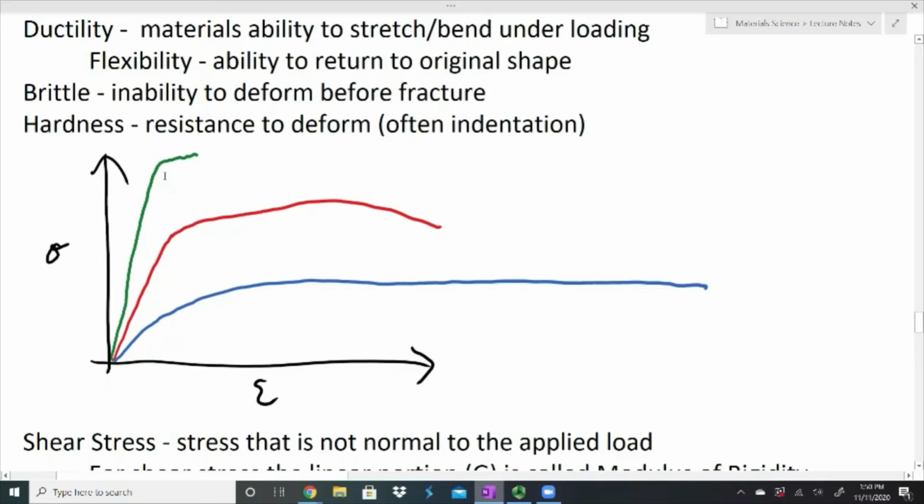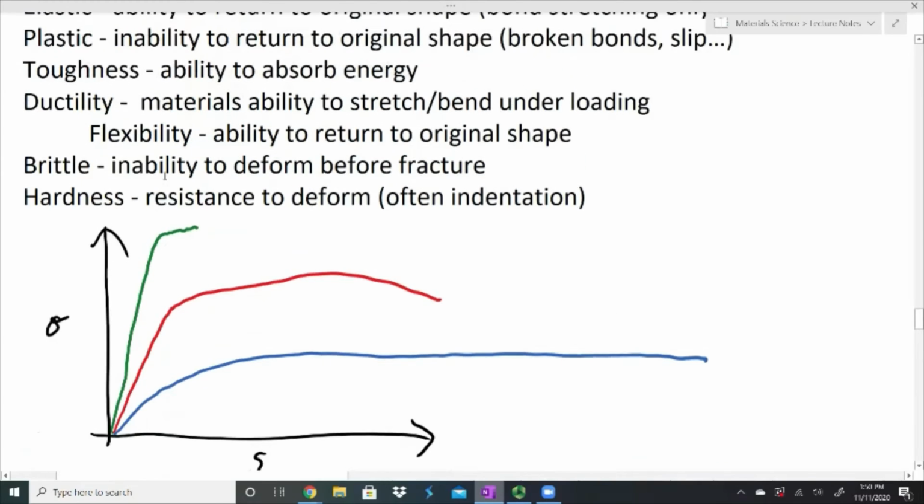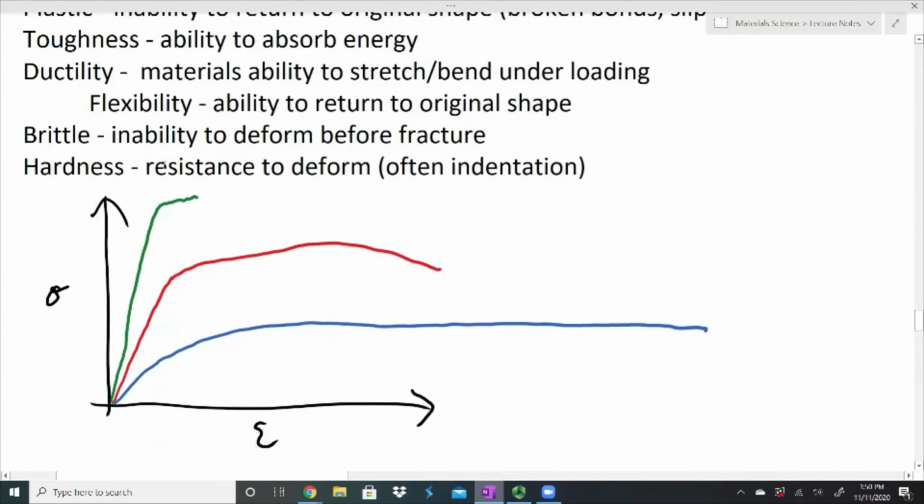And so a lot of the time when we talk about materials, sometimes we think of toughness and strength as the same thing. They're not. Toughness is the ability to absorb energy, basically how much area under the curve we can get. Ductility is a material's ability to stretch or bend under loading. So a ductile material means that we have a larger strain. We go further on this x-axis here.